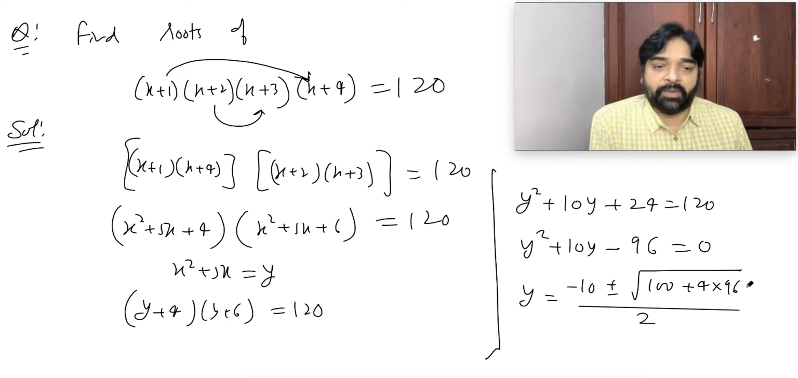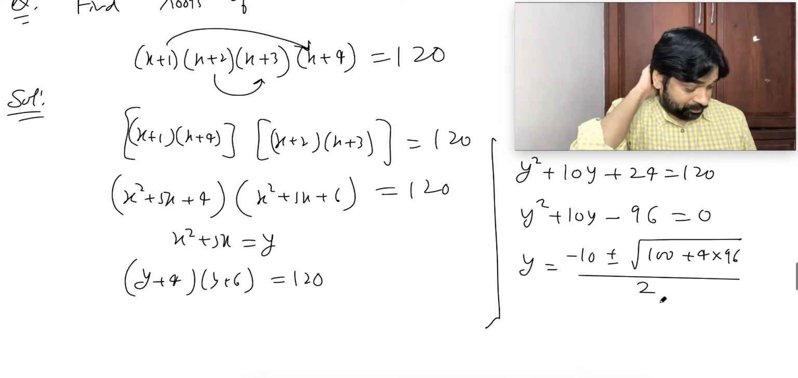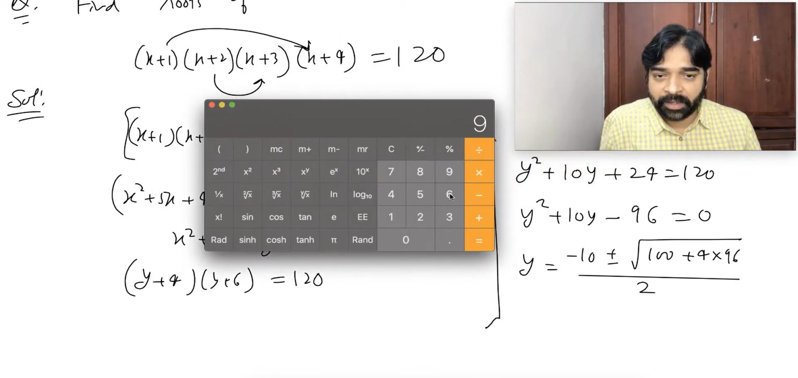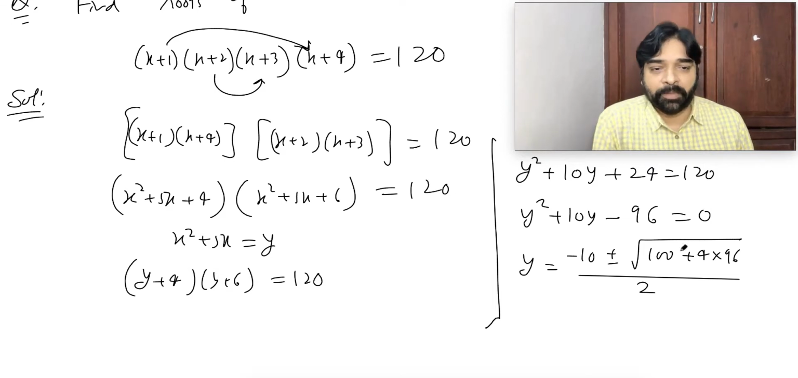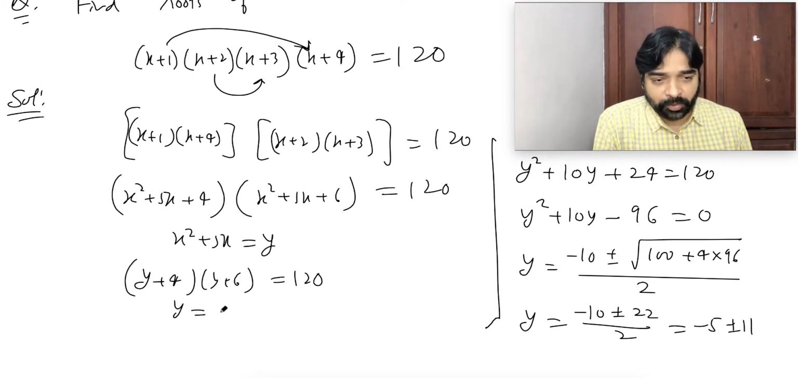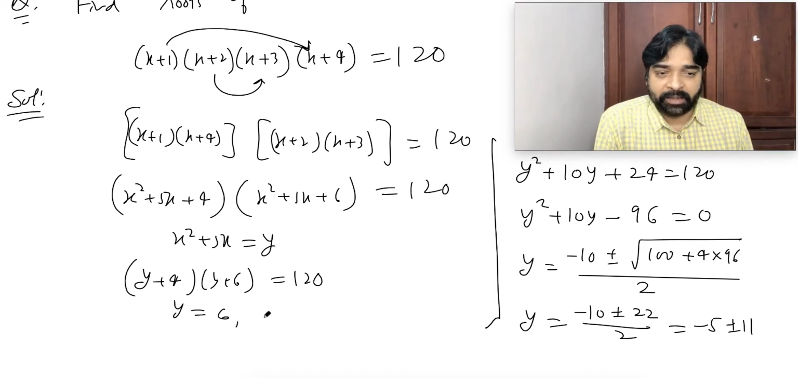Now what will happen? 4 into 96. My calculation is very poor. I will use a calculator. Please wait. 96 into 4 is 384, plus 100 is 484. And what is the square root of 484? 22. So y equal to minus 10 plus minus 22, divided by 2, or you can say minus 5 plus minus 11. So we got y equal to either 6 or minus 16.